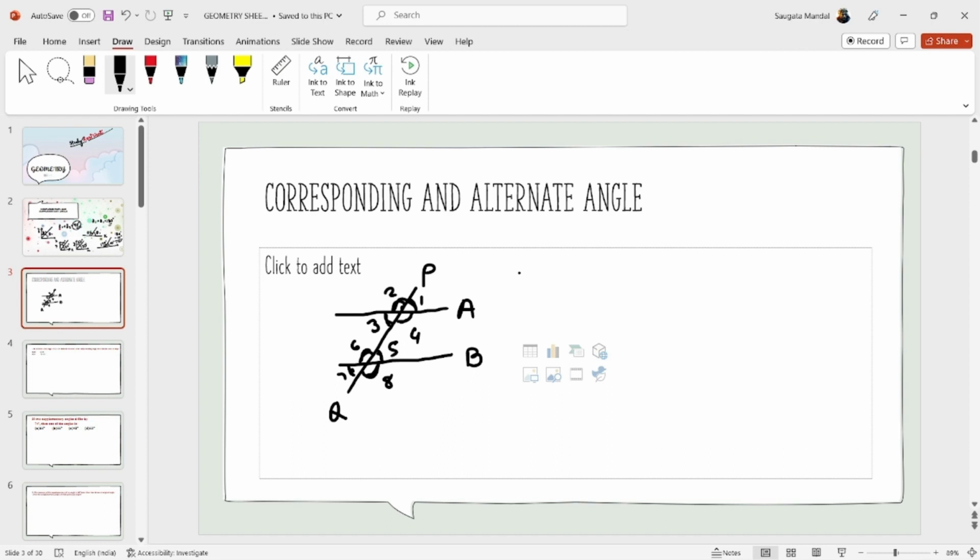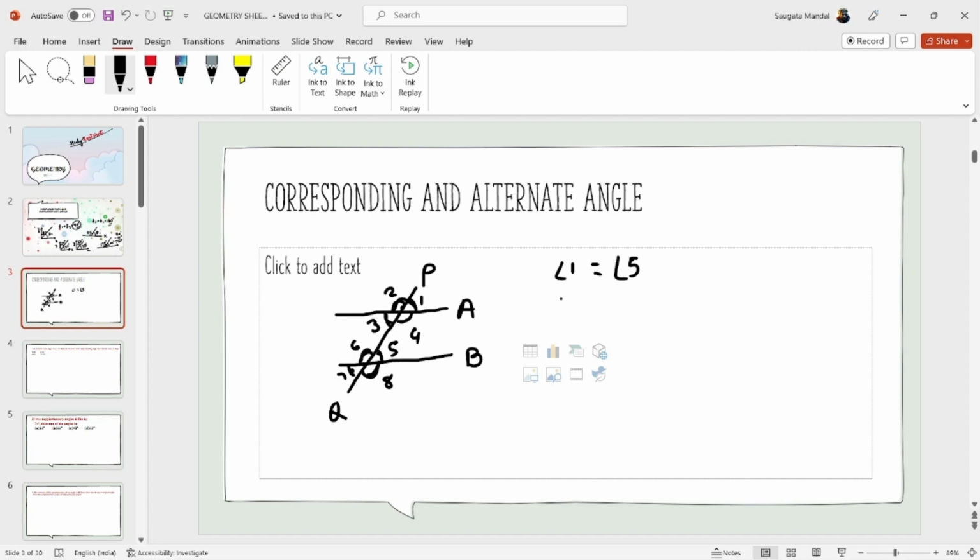In the case of corresponding angles, the angles are always equal. In the case of alternate angles, the angles are equal to each other. In the picture, theta 1 and theta 5 are corresponding to each other. That means they are equal. We can write very easily that angle theta 1 is equal to angle theta 5 by default, because it is a corresponding angle. That means they are equal to each other.